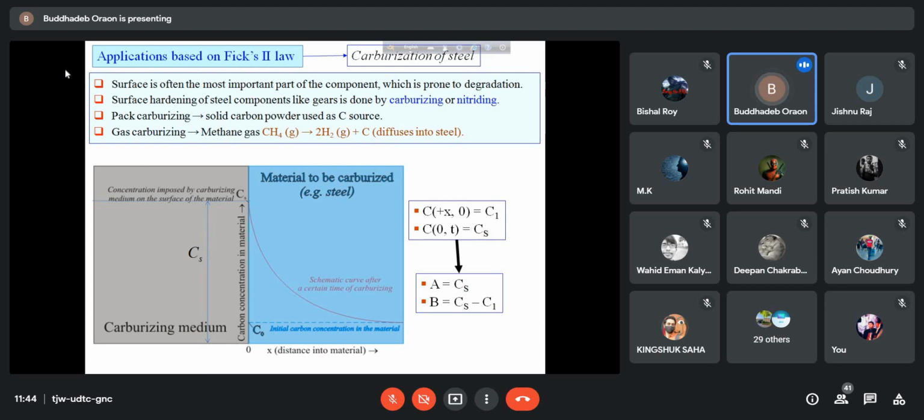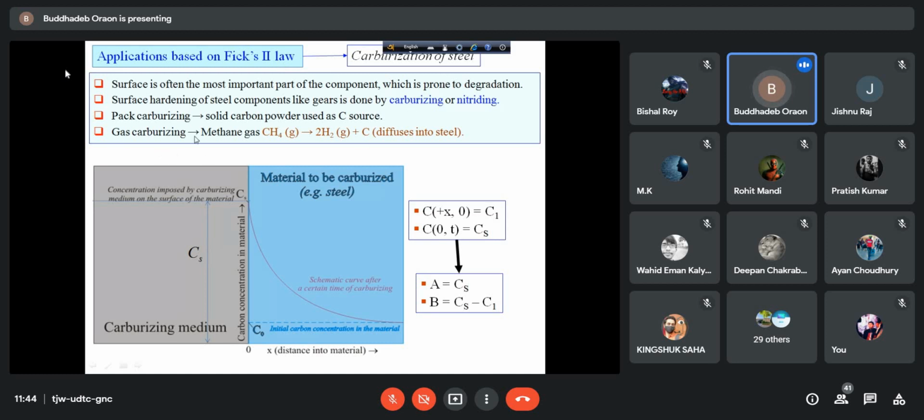Let us theoretically say, one area, let us say carburization of steel, an application of Fick's second law. Carburization means, I was giving one example, that after machining some components, we quite often perform heat treatment to improve the surface properties of the component. So this is nothing but carburization. The process is called carburization.